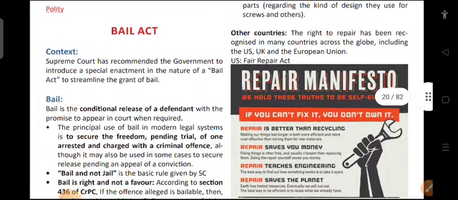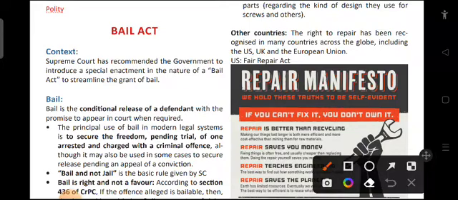Now, what are the things followed in other countries? The right to repair has been recognized in many countries across the globe, including US, UK and EU. US also has an act called Fair Repair Act.